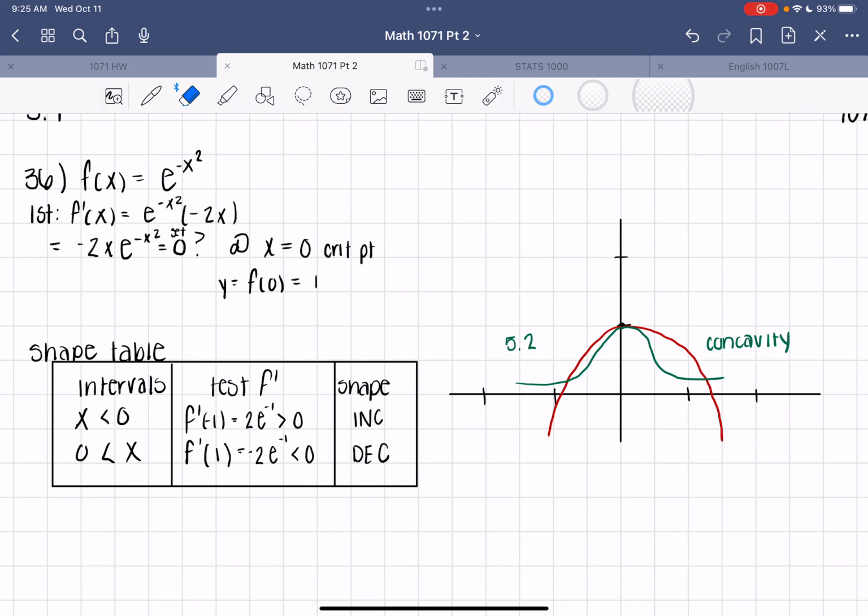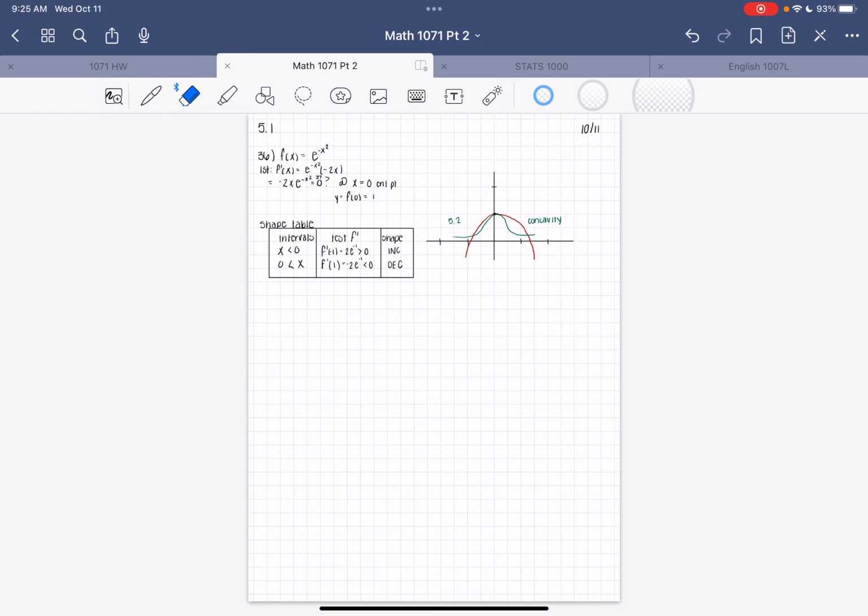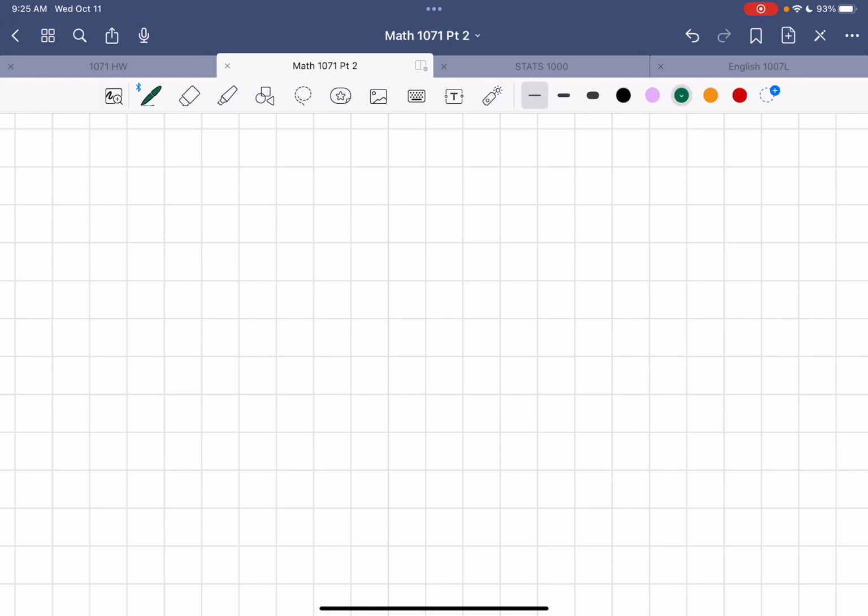Okay, let's go to 5.2. Now, problem 19 is really a vocabulary exercise. It's not really a homework problem. You're going from the picture to the intervals. So here in problem 19, find the inflection points, concave up, concave down.